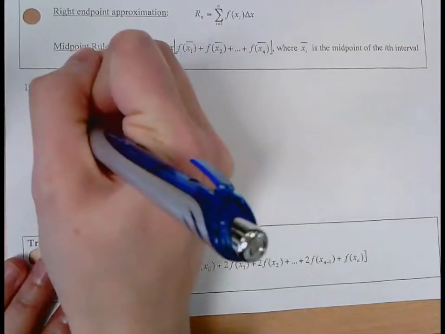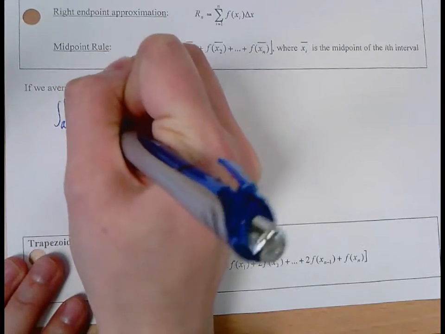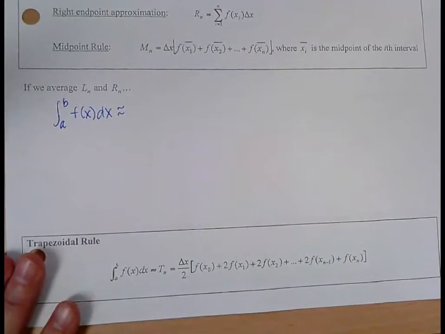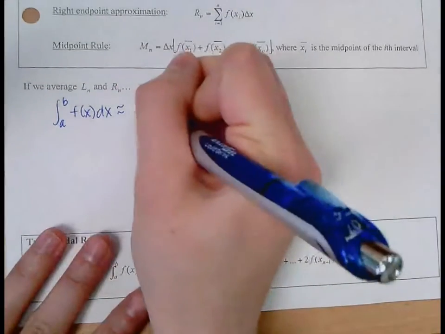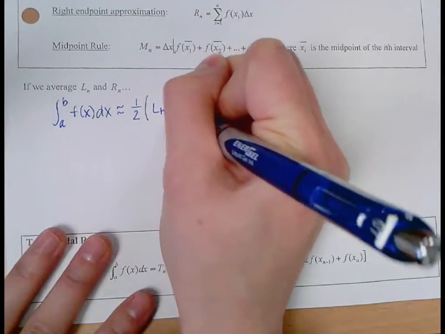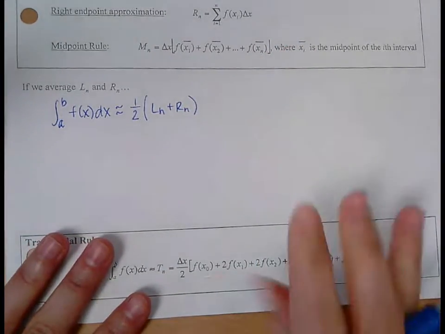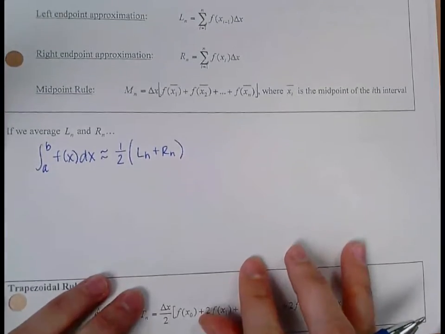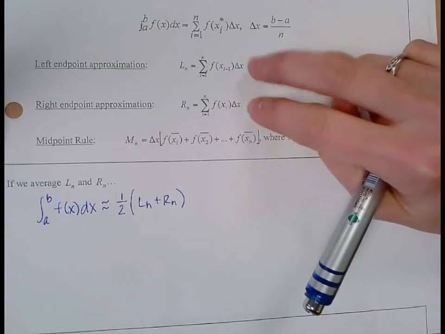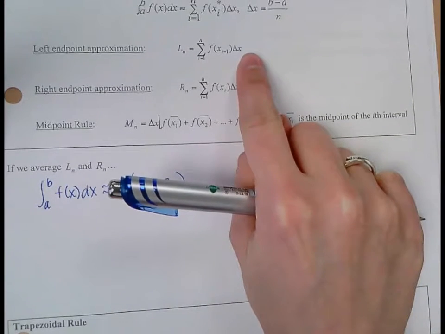So we would say then the integral from a to b of f of x dx is approximately equal to the average of the left and the right endpoints, which would be half of their sum. So if we added L sub n plus R sub n and divided it by 2, that would be the average. But then what I'm going to fill in here are the sigma notations for both of those. And remember the difference between these.